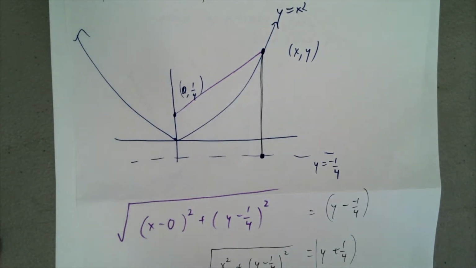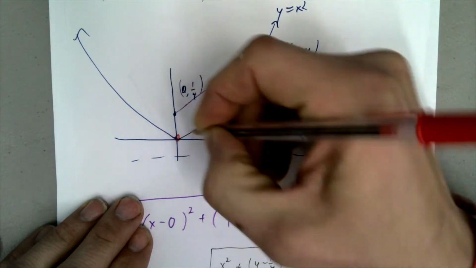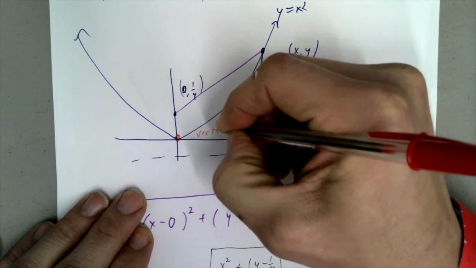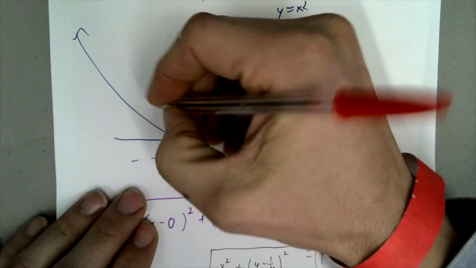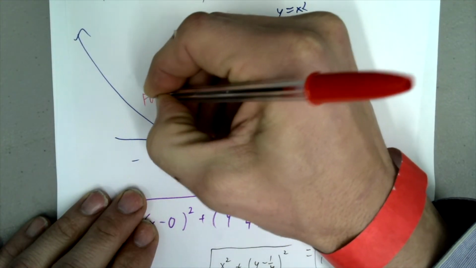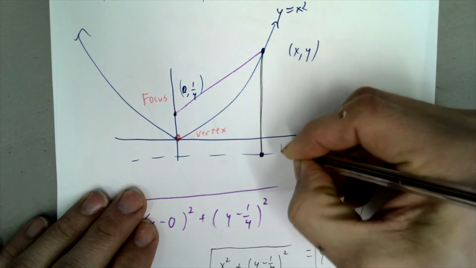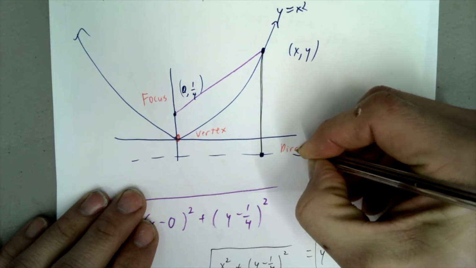So we've gotten used to maybe calling this the vertex on a parabola, and there's a way to find that. There's also key points geometrically. This one out here is called the focus, and this line down here is called the directrix.